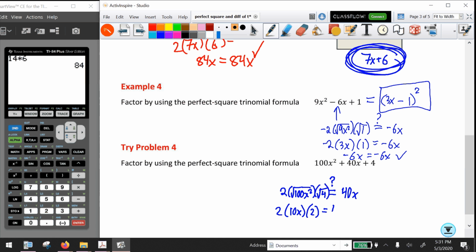And 2 times 10x is 20x. Multiplied by 2 again is 40x. So it does check out. It is a perfect square trinomial.